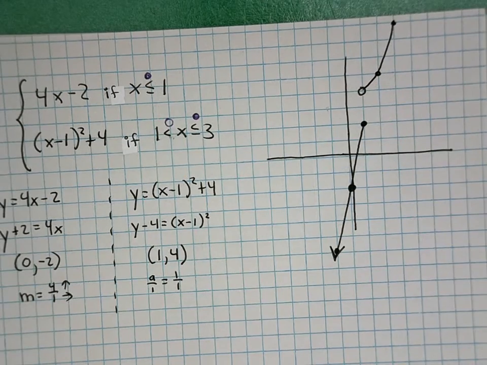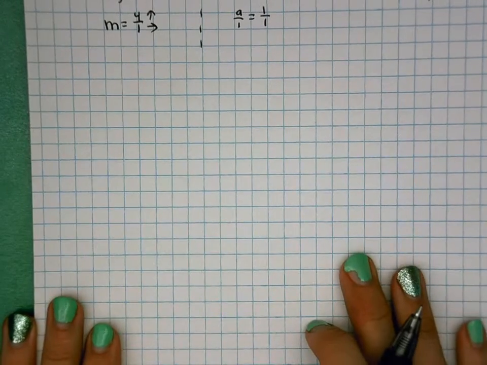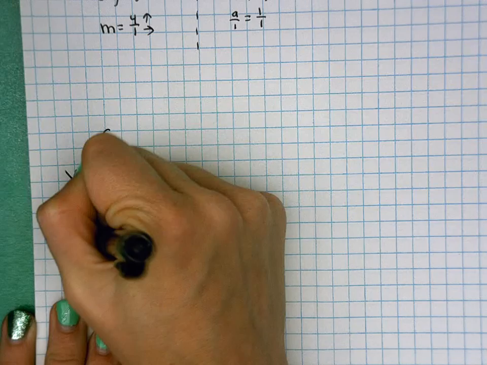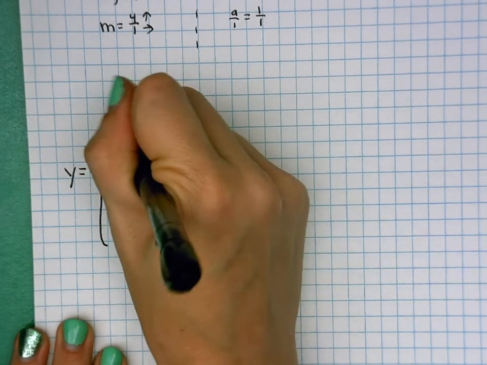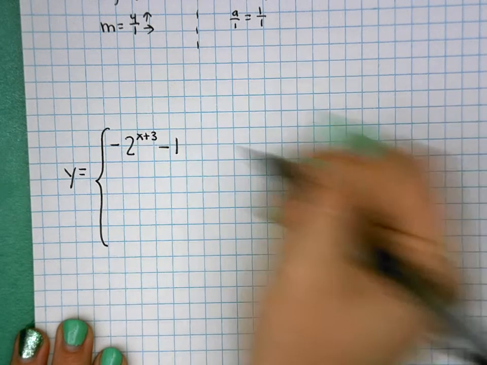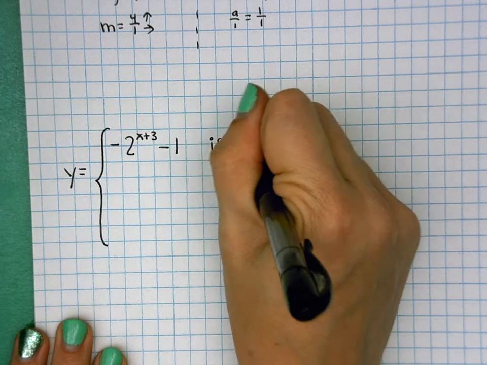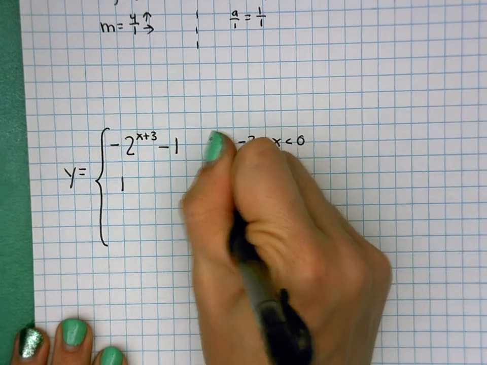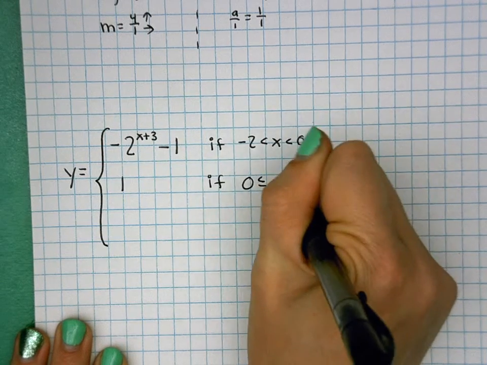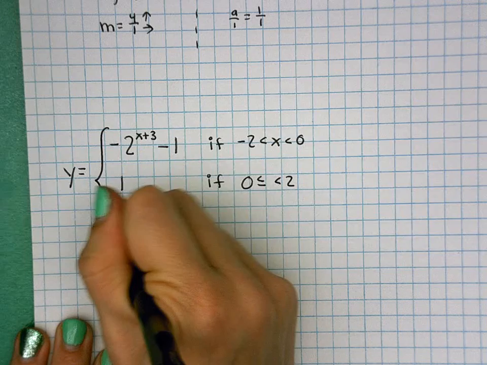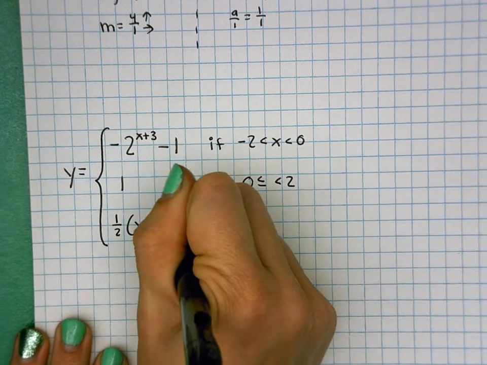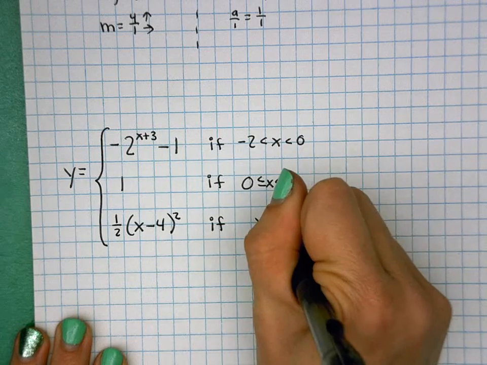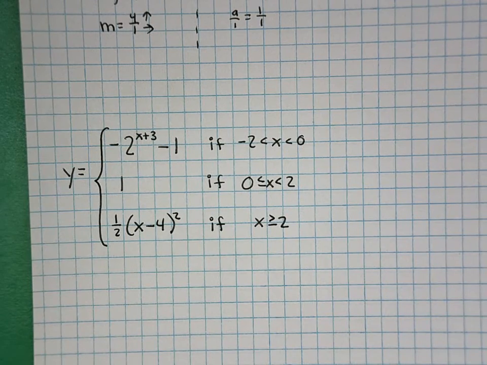Okay, I've got one more for you. There's several on the other review video as well. Do y equals negative 2 to the x plus 3 minus 1 if x is between negative 2 and 0. We have 1 if x is greater than or equal to 0 but less than 2. And we have 1/2 times the quantity of x minus 4 squared, if x is greater than or equal to 2. Okay, go ahead and pause the video, give this one a shot, restart it when you are ready.